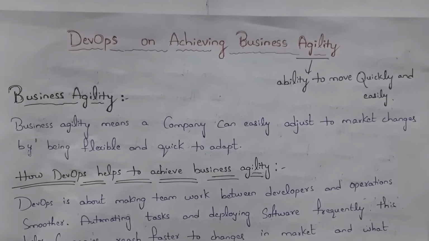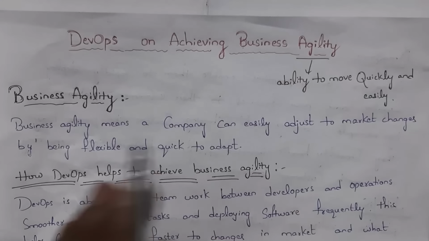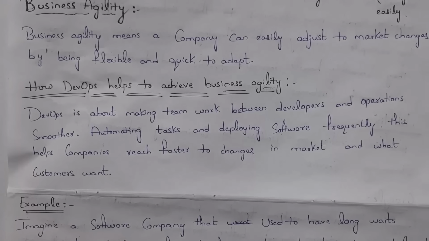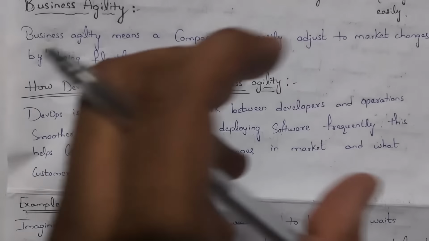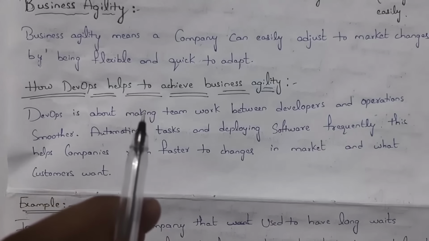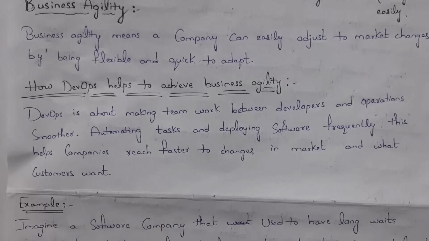That is nothing but any company can easily adjust to market changes by being flexible and quick to adapt. As we know, in DevOps, development team and operations team will work together. And here in DevOps, they will use various kinds of automation tools. By using various kinds of automation tools, they will automate complete tasks. And they will keep on updating same software frequently. So whenever any customer wants a new feature in that particular software, the customer will immediately respond to that company, and then by using various kinds of automation tools, immediately company will update that particular software. So by using DevOps, companies can react faster to changes in market.